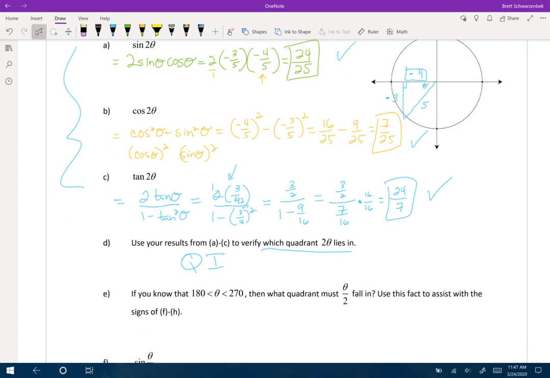Similarly, it says if you know that theta is between 180 and 270, which by the way we know it is right now, what quadrant must theta over 2 fall into? Basically, theta over 2 must be between what 2 values? Well, if theta is between 180 and 270, then theta over 2 is between half of those. So that means it's got to be between 90, which is half of 180, and 135, which is half of 270. So we know right before we start that theta over 2 in this problem is going to fall in quadrant number 2.